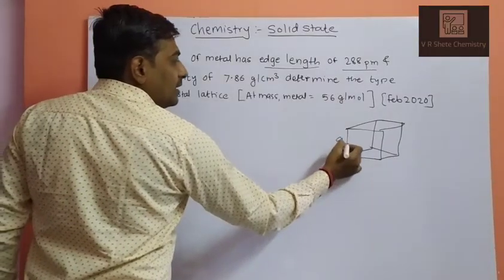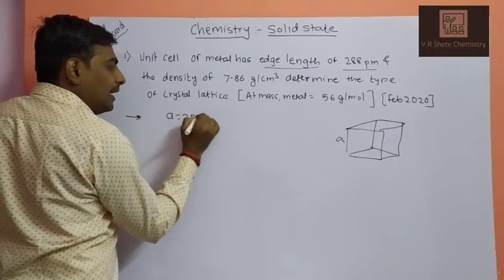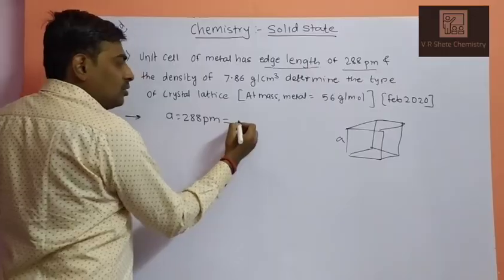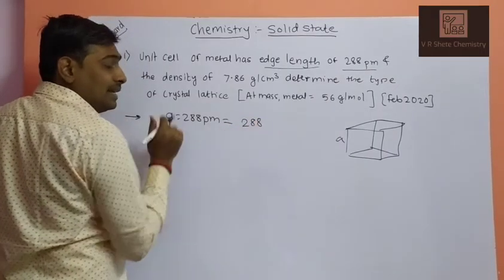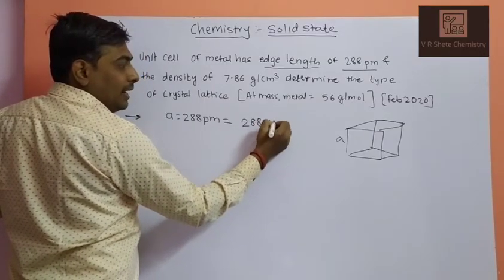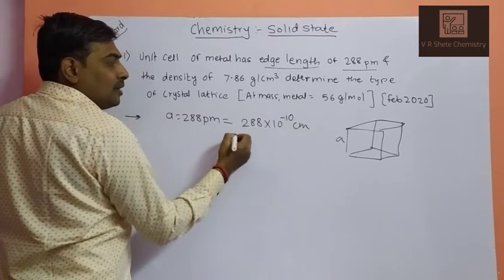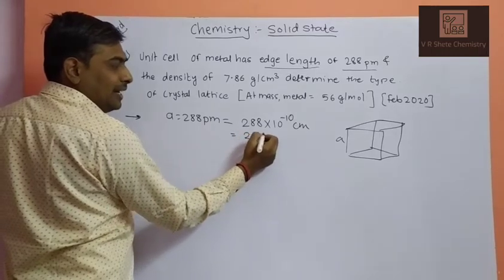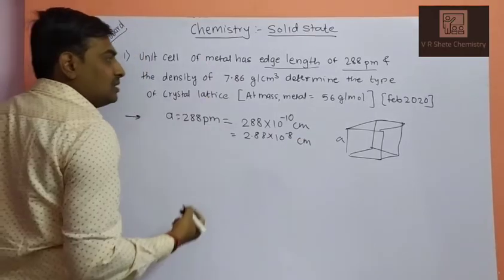So edge length, a, is given, 288 picometer. So convert this into centimeter. So what is it in centimeter? 1 picometer is 10 raised to minus 12 meter, so 288 into 10 raised to minus 10 centimeter. Just shift this 2 digits to the left hand side. So what will we get? 2.88 into 10 raised to minus 8 centimeter. This is your first term.